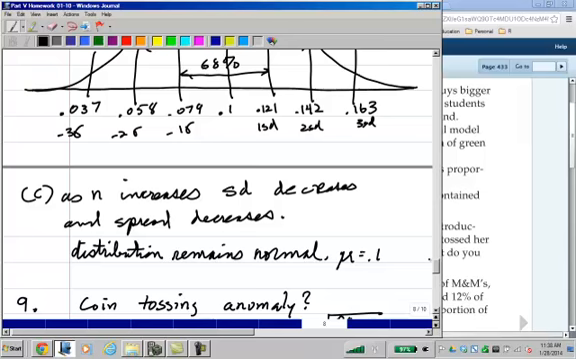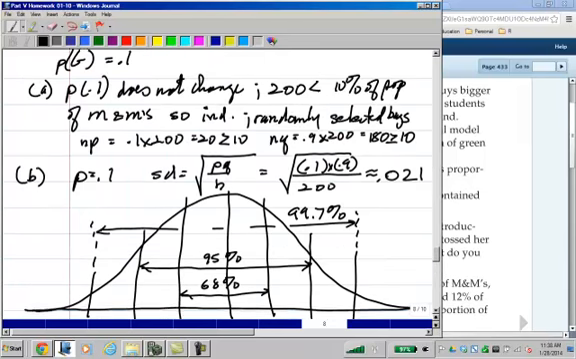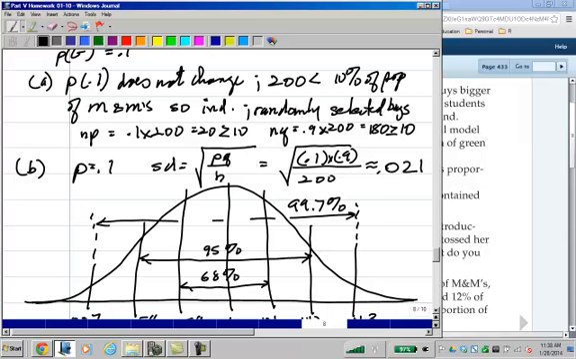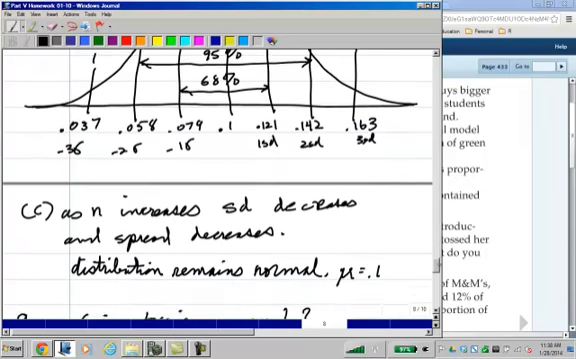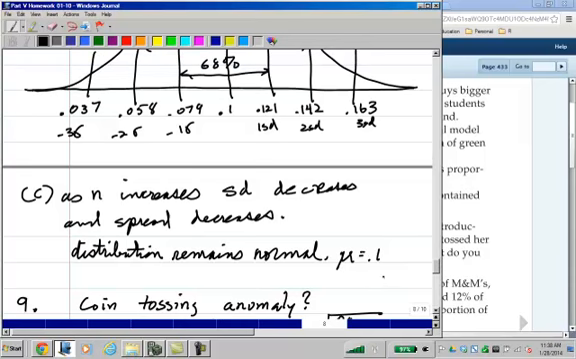For part C, as n increases, the standard deviation must decrease. Let's look at the formula again for the standard deviation. It's the square root of PQ over N. N is in the denominator. As n increases, the standard deviation must decrease. But the distribution will remain normal, and the mean will remain at 0.1. But since the standard deviation will shrink, the spread will shrink.